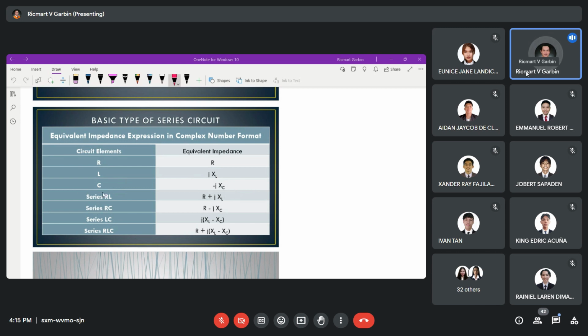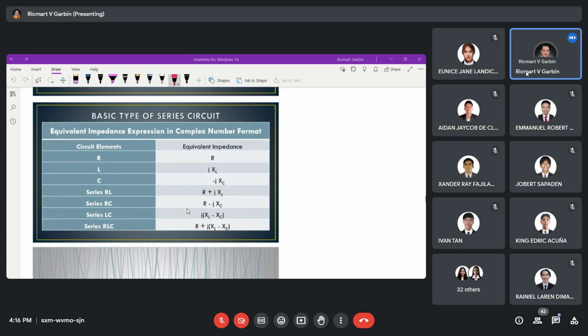Then the combination of our resistor and inductor, resistor and capacitor, an inductor and a capacitor, and yung series RLC circuit are given as ito. So kapag series RL, so we have R plus JXL. Kapag series RC, R minus JXC. Then kapag series LC naman, whichever is higher, yun yung magiging sign ng ating impedance. Then, same with the series RLC.